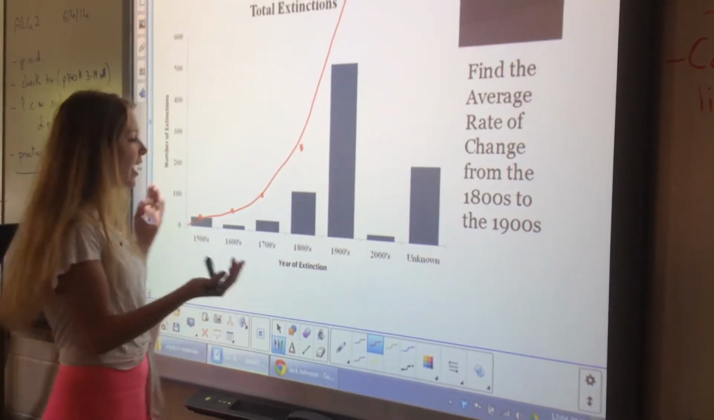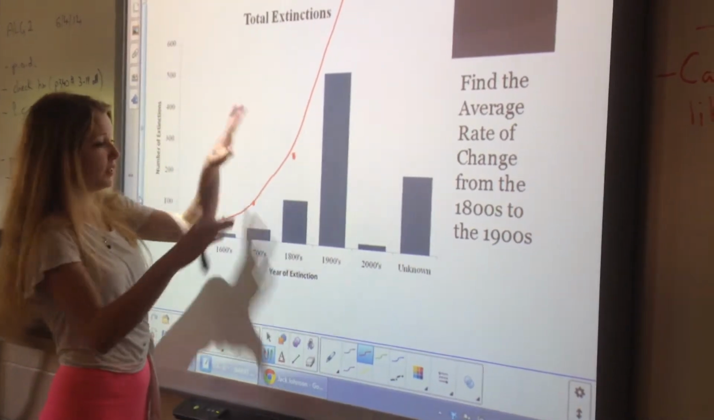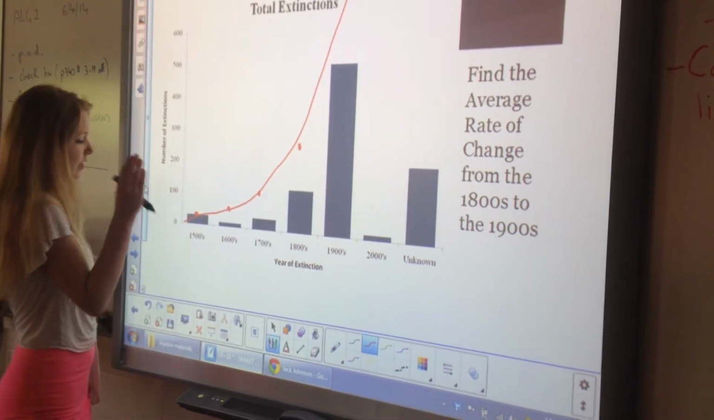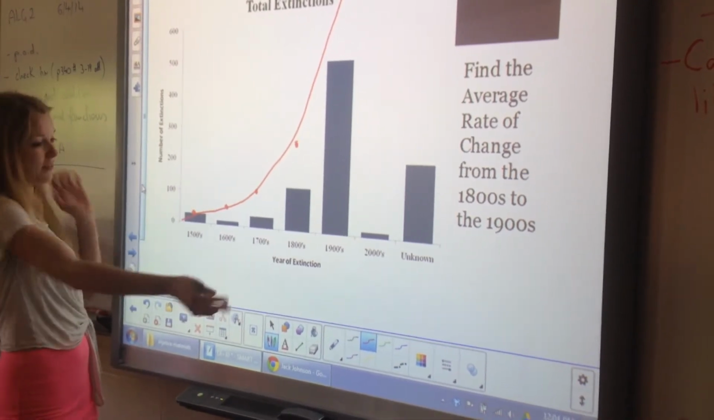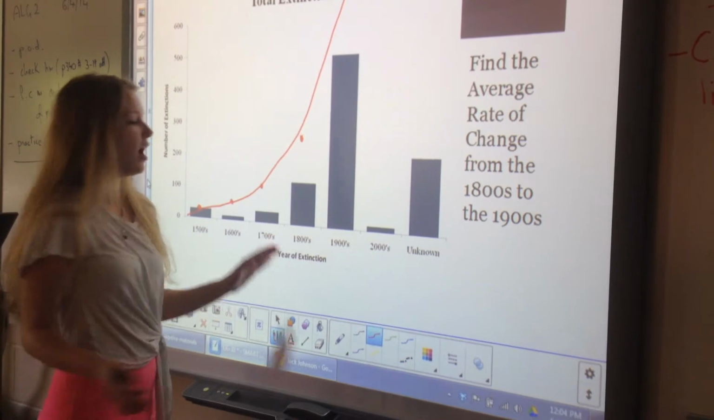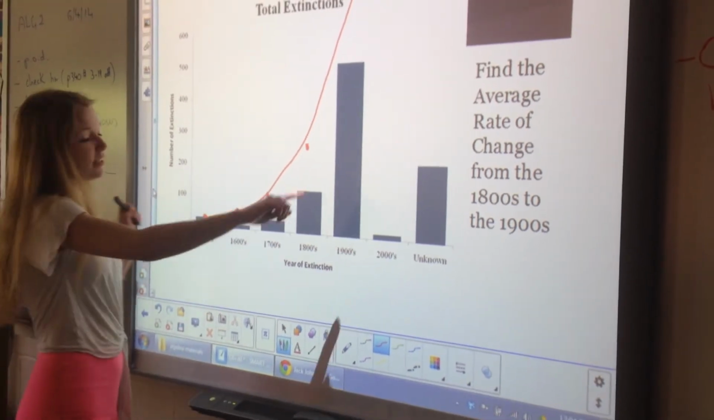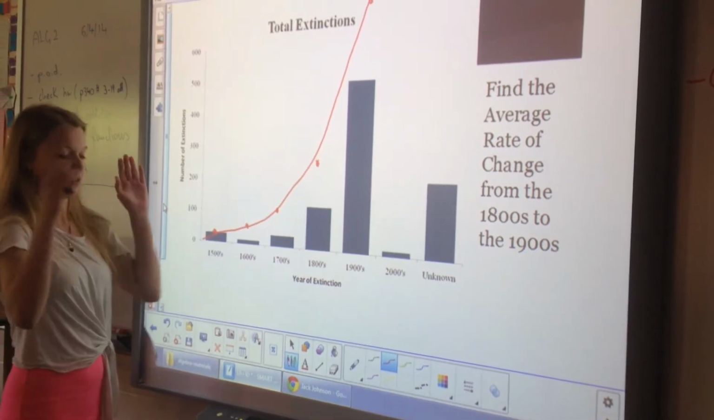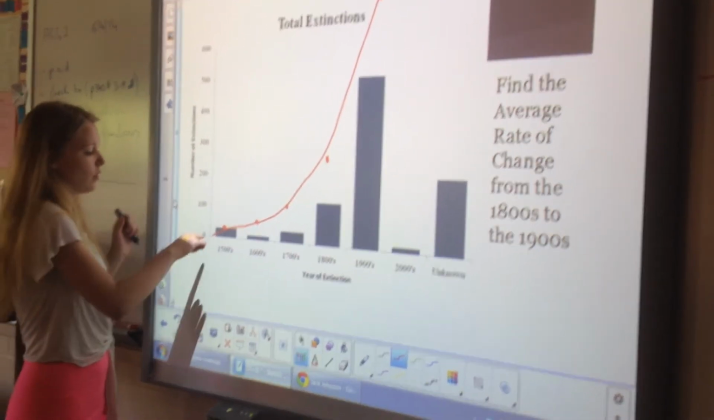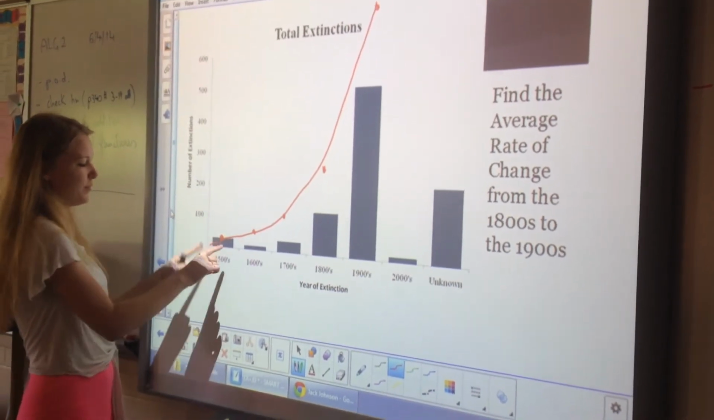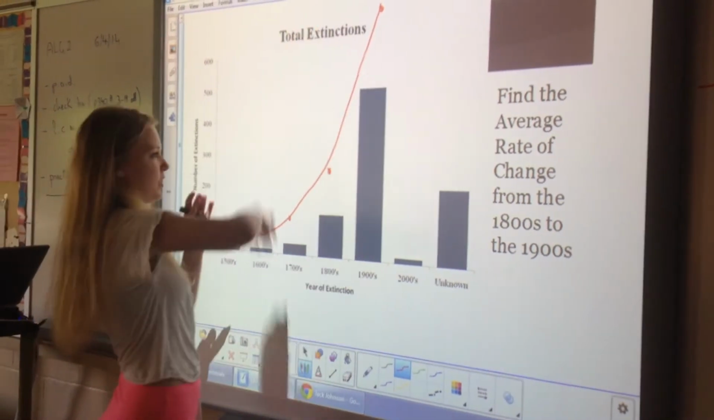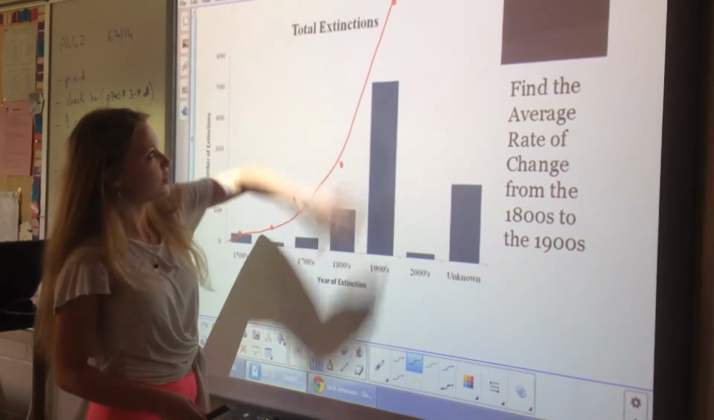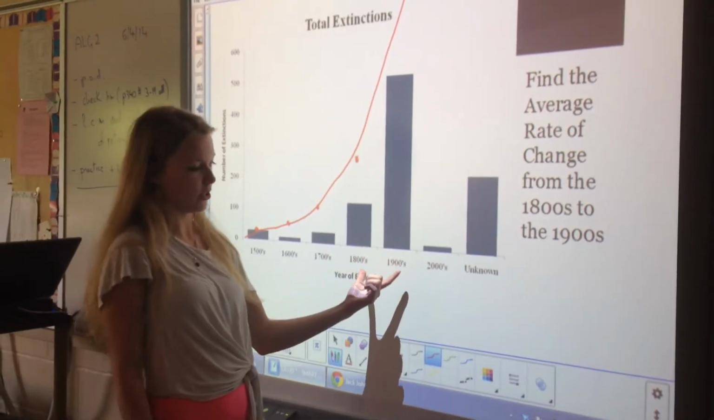Okay, so here we have a bar graph of the total extinctions over the past 500 years in increments of 100 years. As you can see, it's increasing at an increasing rate. This line is the total amount of extinctions. So if you add these years together, that's what's happening. That's why it's higher than just the bars. And this just shows the total extinctions in that 100 years.